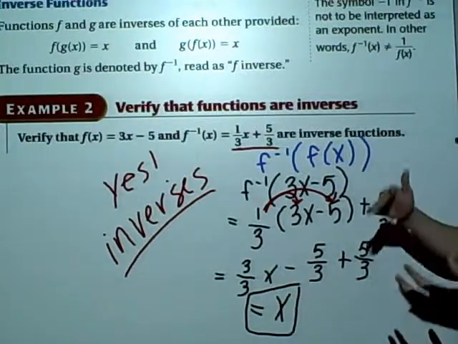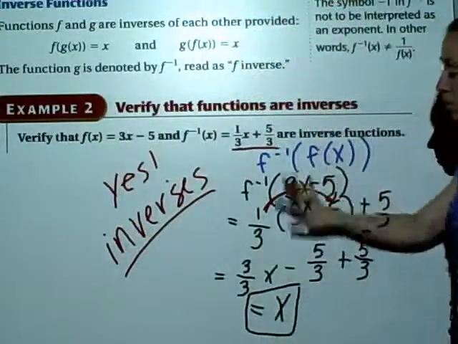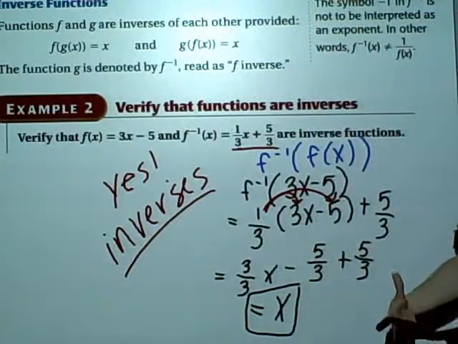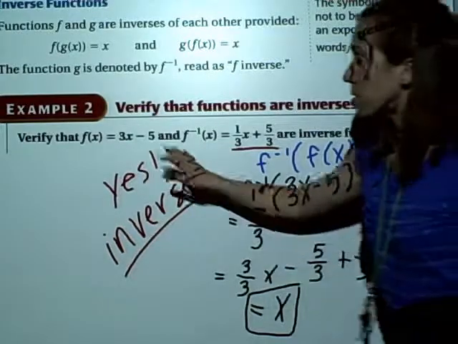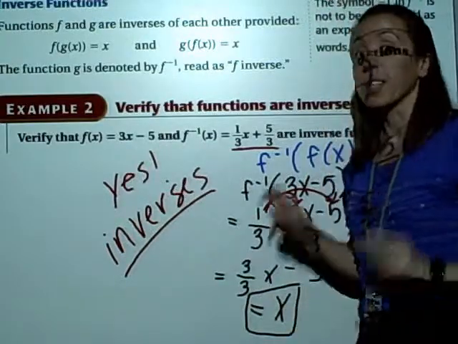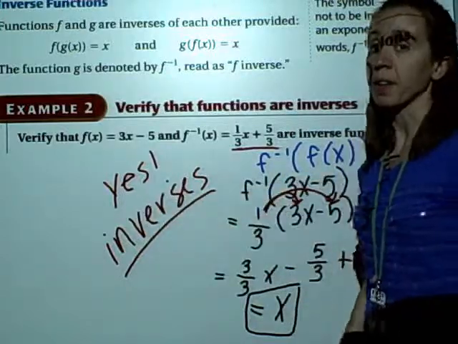So that tells us since we did the composition one way, we did it the other way, we both got x, we're good to go. They are definitely inverses of one another. Okay? So for your answer for this one, you would want to show each composition, because that's like your proof that they are inverses. Then you also want your conclusion on there as part of your answer.